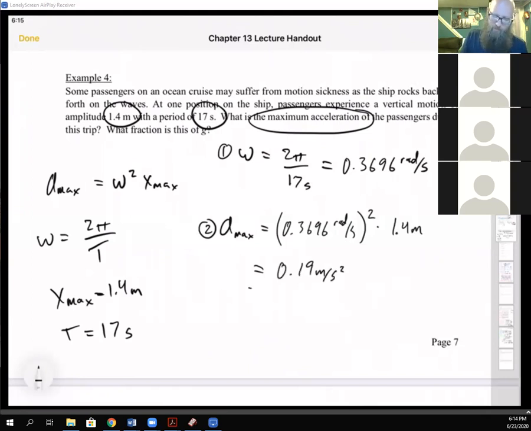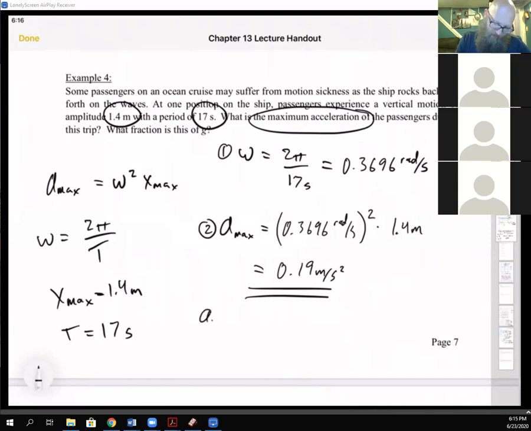Okay, is that big? Is that small? Well, at one position, passengers experience this. I guess they don't tell us whether passengers are getting sick there. It probably depends on the passenger, right? But I can tell you the fraction of g that is. So what fraction of g is it?